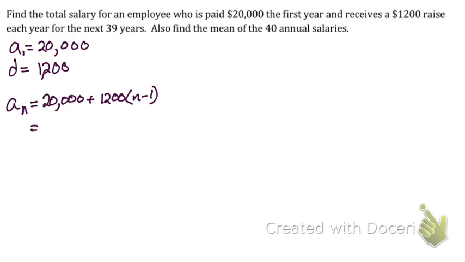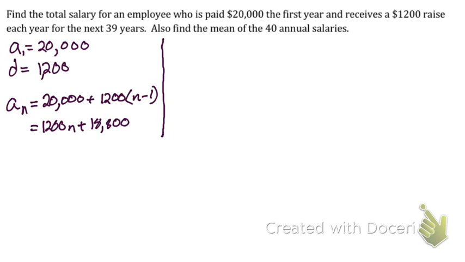Well, we can simplify that down to 1,200n, and then we're going to have plus 18,800. So that's the formula for my arithmetic sequence. And the reason why we're coming up with this is because I need my first term, my last term, and the number of terms we have. Well, we have 40 individual salaries. Remember, even though it says it keeps adding for 39 years, we do have to count its original salary. So we know what our n is. We know our n is going to be 40 because we have 40 individual salaries.